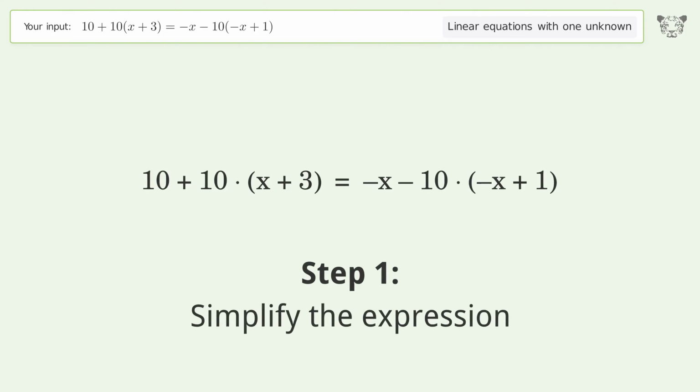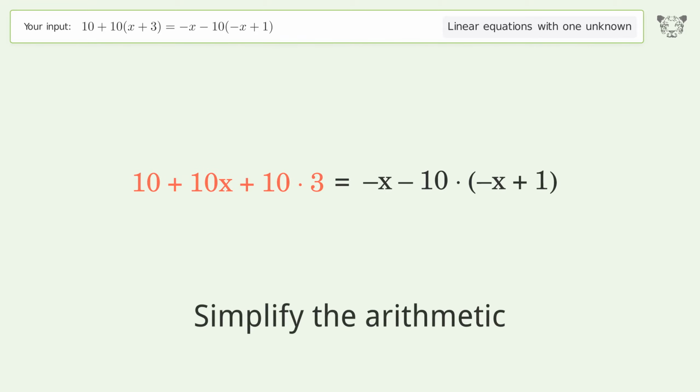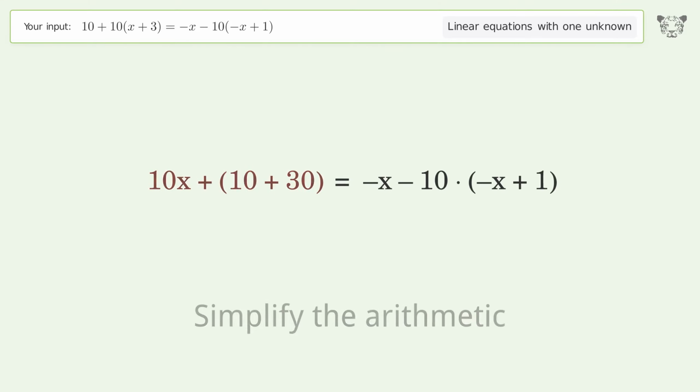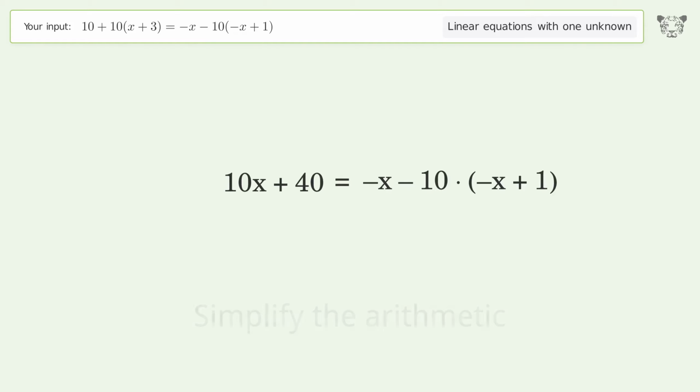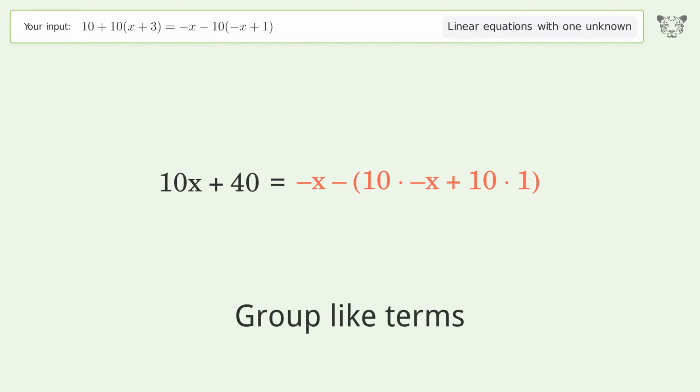Simplify the expression. Expand the parentheses. Simplify the arithmetic. Group like terms. Simplify the arithmetic. Expand the parentheses. Group like terms.